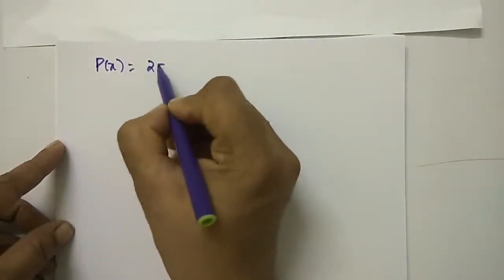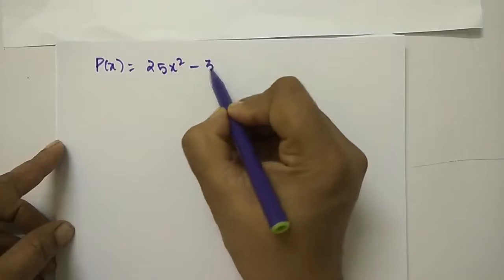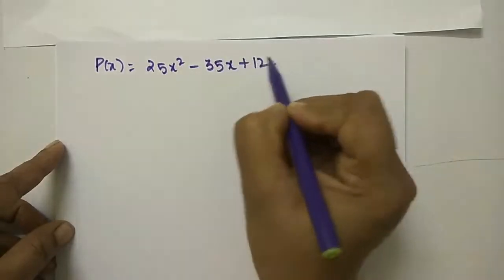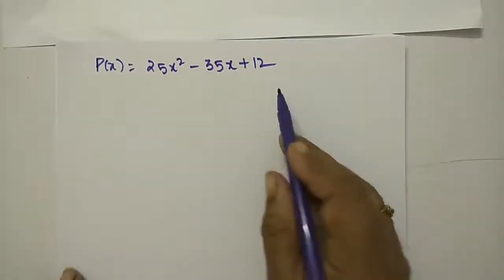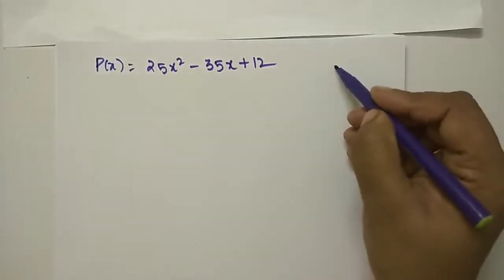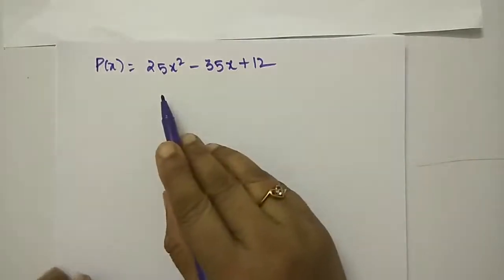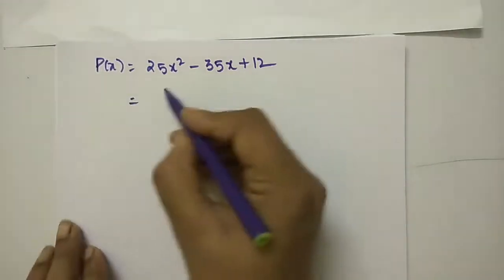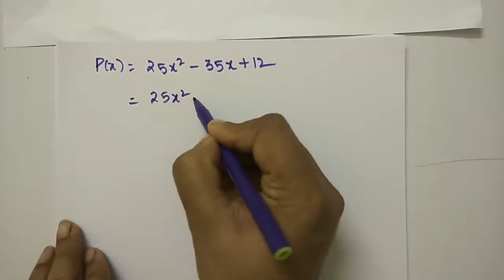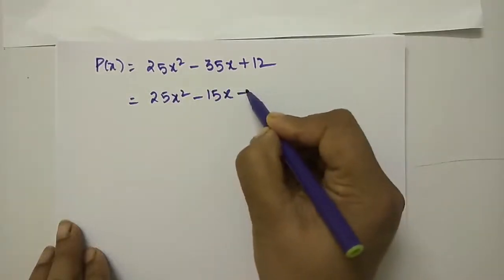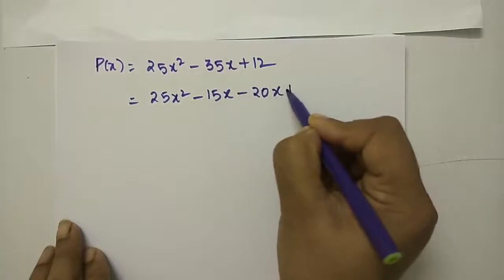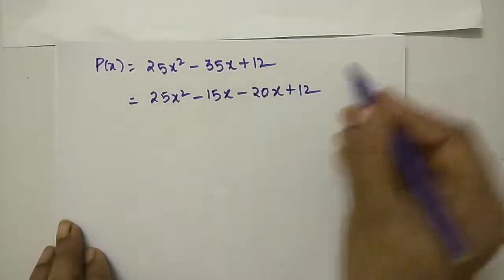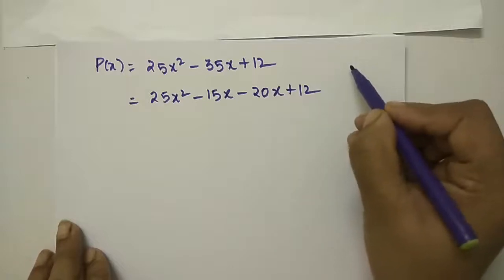Given polynomial is p of x is equal to 25x square minus 35x plus 12. Is it not? So 25 into 12 is nothing but 300. Is it not? The factors of 300 are 15 and 20. So 25x square minus 15x minus 20x plus 12.